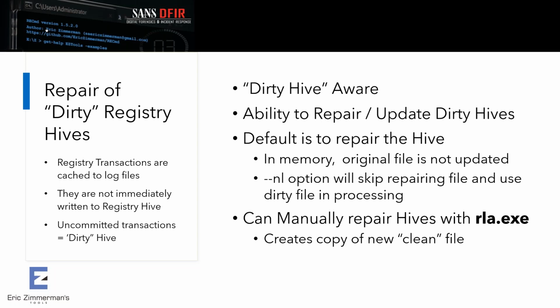The default, at least for the command line version, is to create a copy of the hive in memory, update the copy in memory, and use that copy in memory when the tool is being run. To summarize that, the registry file on your hard drive that you have pointed the tool at is not being updated. That works a little bit differently in the GUI tools, where it actually asks you, would you like to save a copy of it?